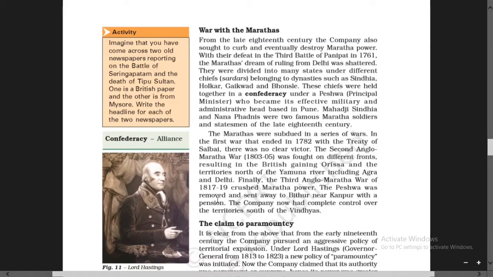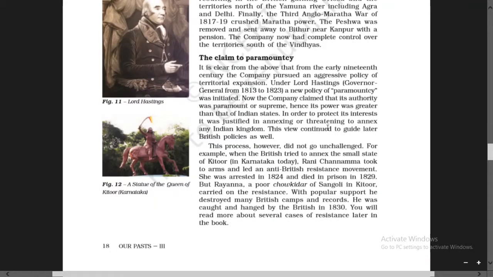The Peshwa was removed and sent away to Bithur near Kanpur with a pension. The Company now had complete control over the territories south of the Vindhyas.